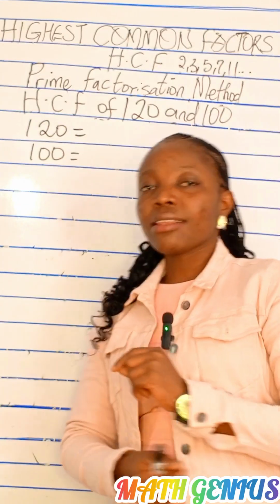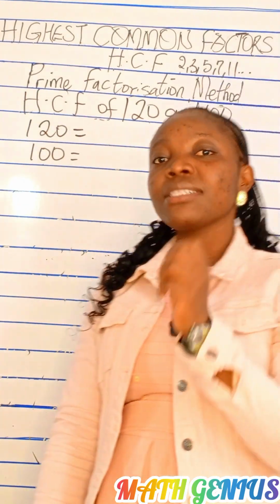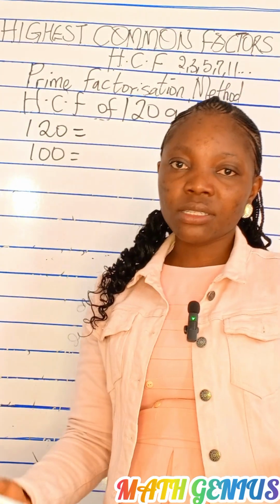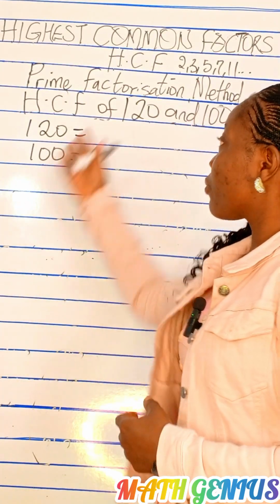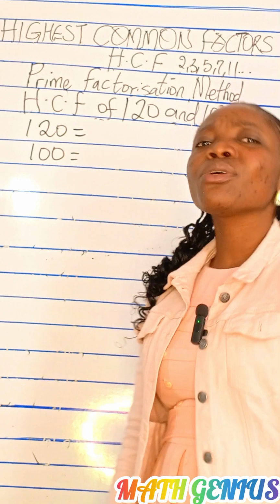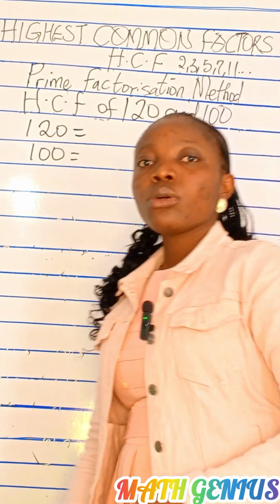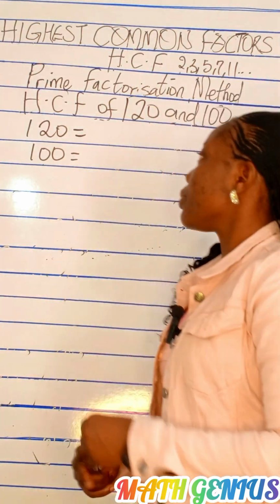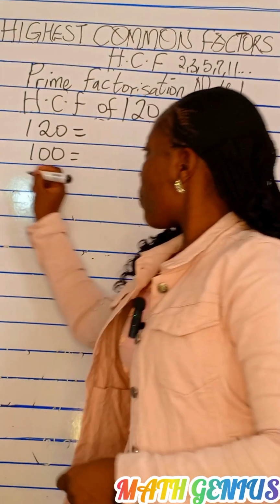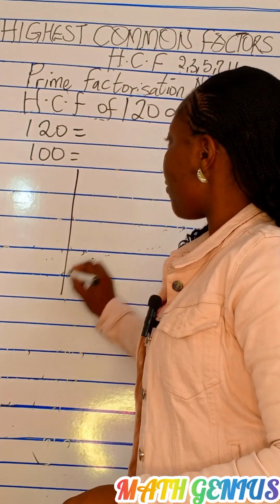Now, this is the reason why I said that the factor method is limited to smaller numbers. If you want to use the factor method for this, you are going to just consume your time, and then you'll be weighed out. It will be stressful for you. So what you do, you use the prime factorization method.